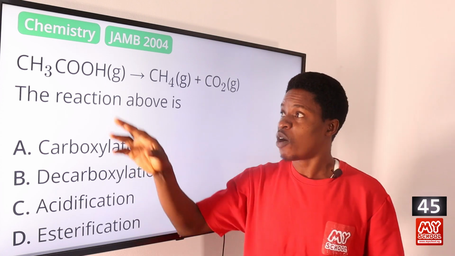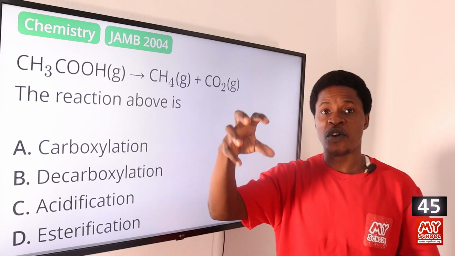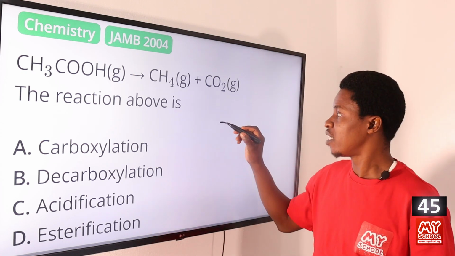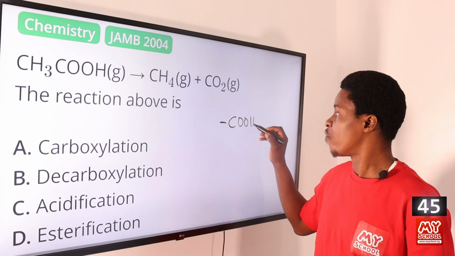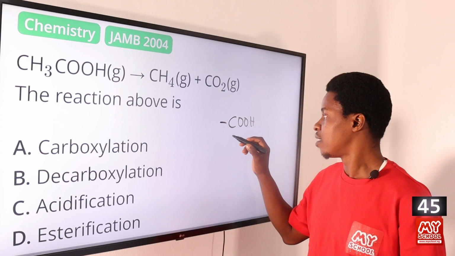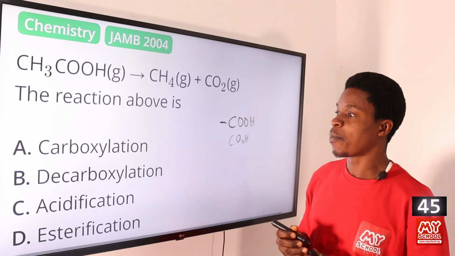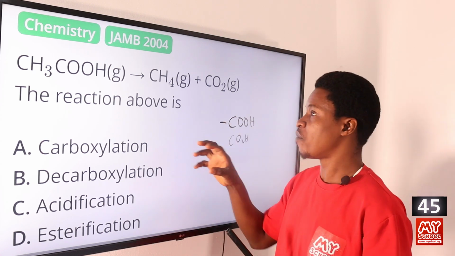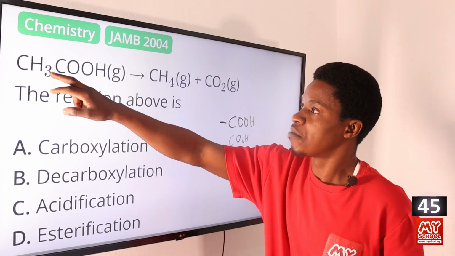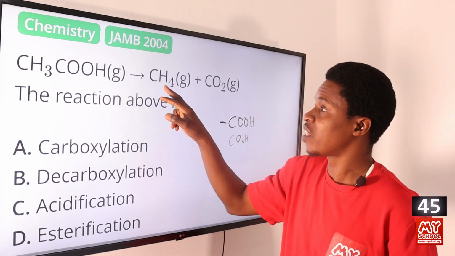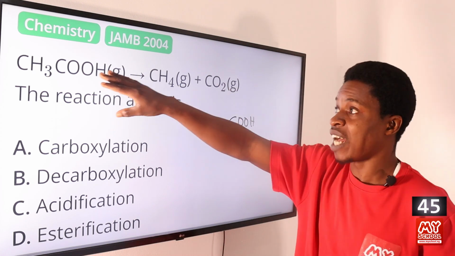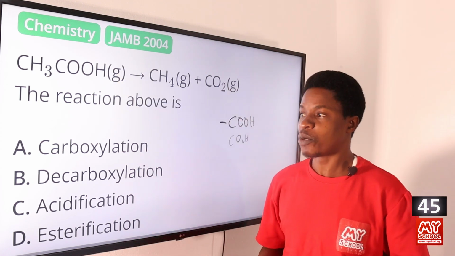Decarboxylation reaction of alkanoic acid involves what? Removal of the functional group, the COOH group. This COOH is the same thing as CO2H, so that is being removed. If you look at this reaction, the hydrogen eventually adds up to this to become CH4. Then we have COO left, which is your CO2. So that is actually a decarboxylation reaction. Yes, option B is correct.